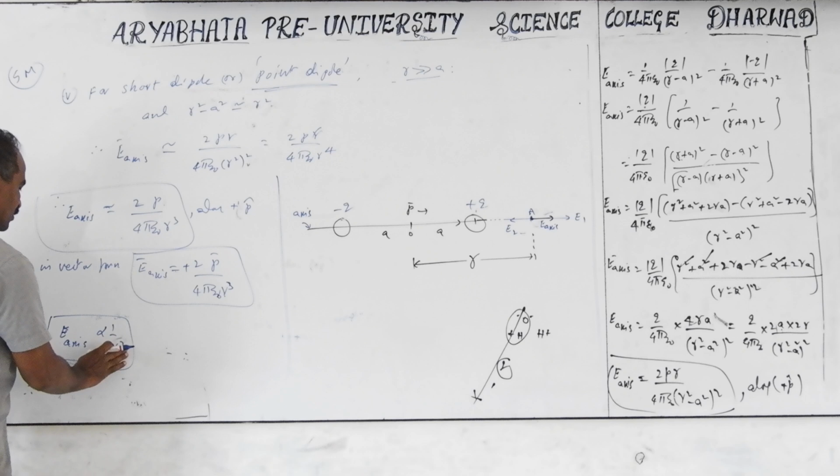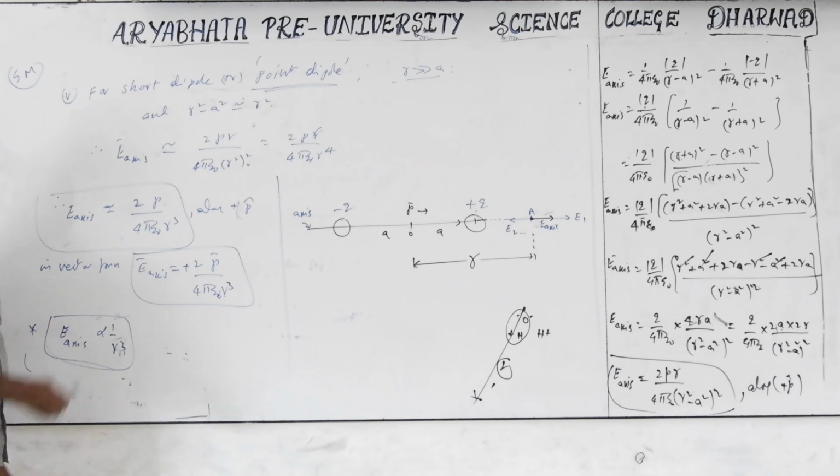Inversely proportional to R cube. That means if R is doubled, 2R cube means it becomes 8, so the electric field becomes 1 by 8. For a single charge, it is R square, so 1 by 4 if R is doubled. Here it becomes 1 by 8.